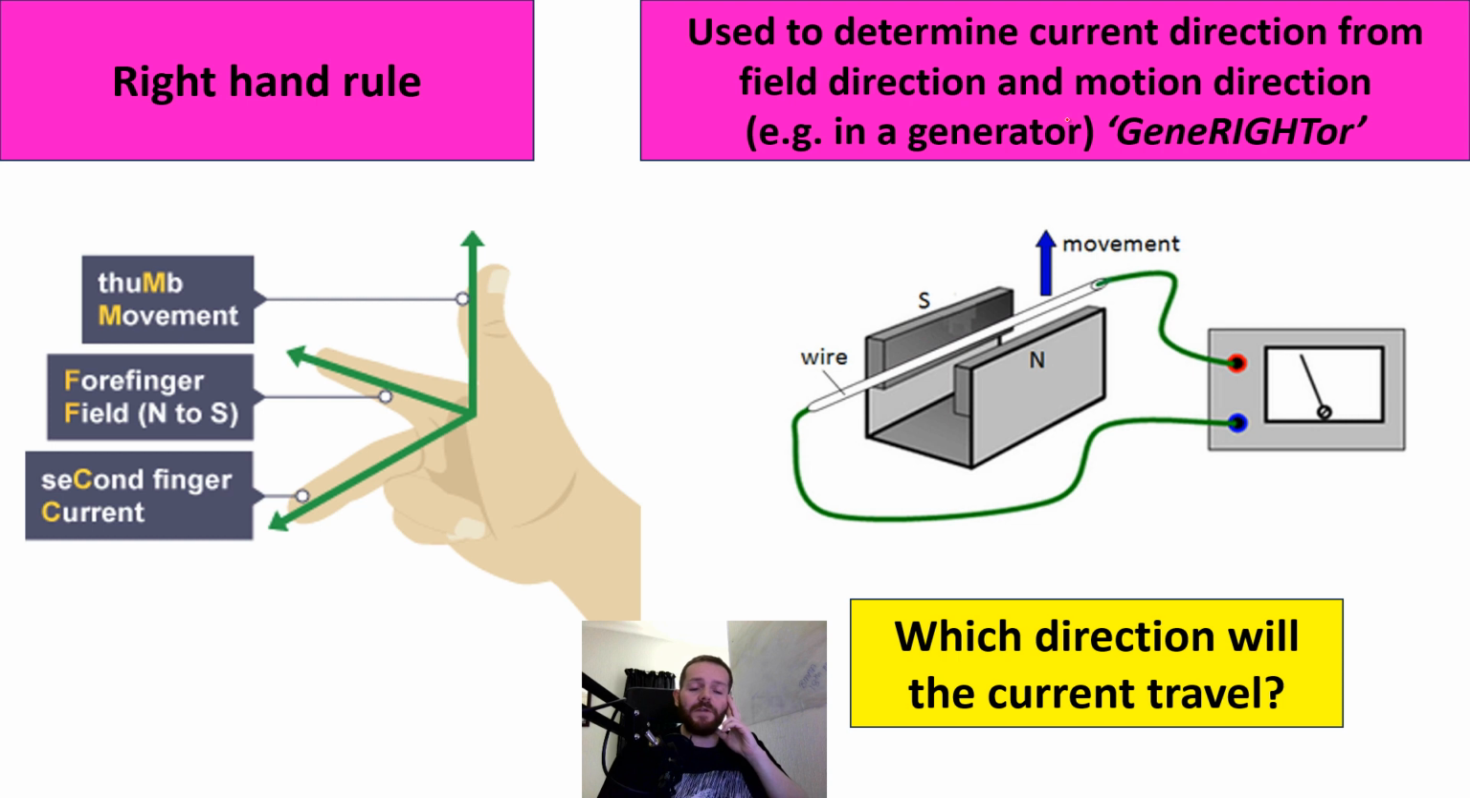I've put, for example, a generator there. Remember, generator, as in you've got to use your right hand if it's a generator. How will you know if it's a generator? Are you being asked for current? Then it's a generator. You're very likely being asked for a generator, okay?